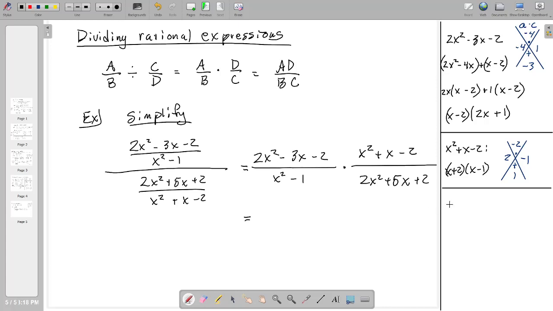The denominator, now we have an x squared coefficient that is not equal to 1. So we have to go through the long process again. And here, we're looking for two numbers that multiply to 4 and add to 5.